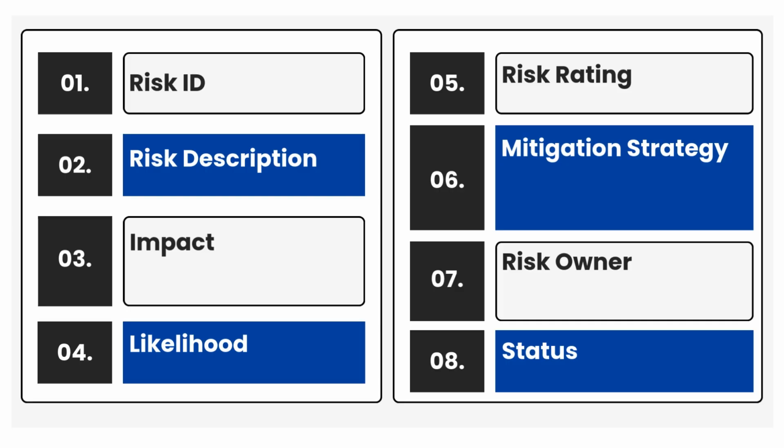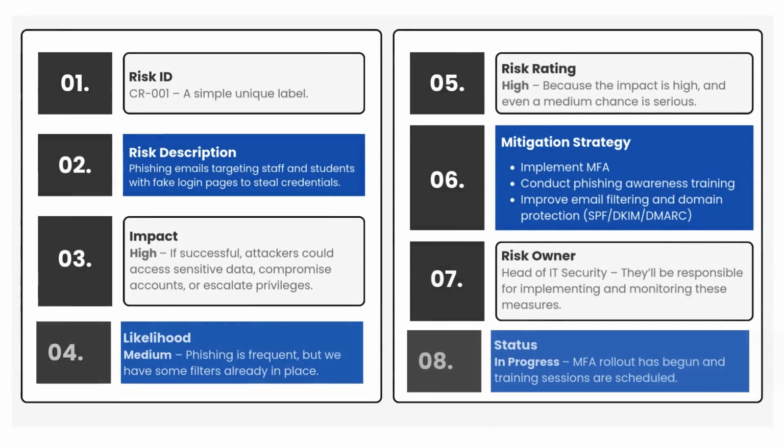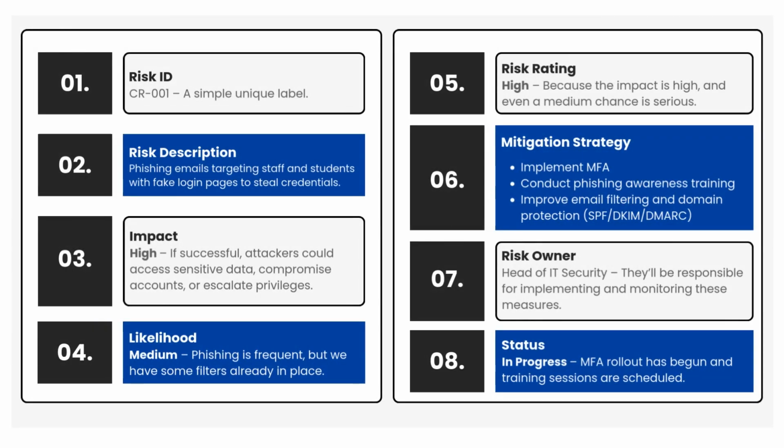You might also see optional fields like residual risk, what remains after mitigation, review date, when the risk will be reassessed, and cost of control for budgeting risk treatments. All these components make the risk register a dynamic, living document. It's not just for listing threats, it's for managing them in a structured, professional way. Next, let's put theory into practice with a real-world cybersecurity example.